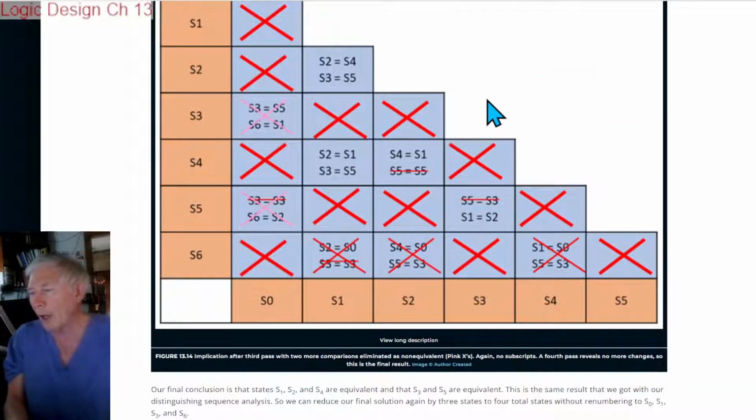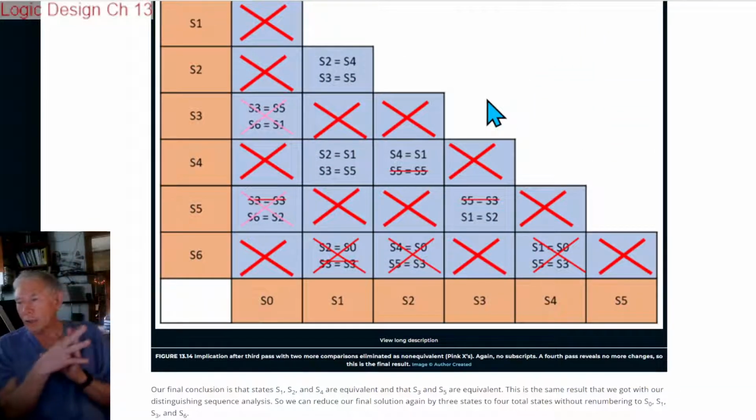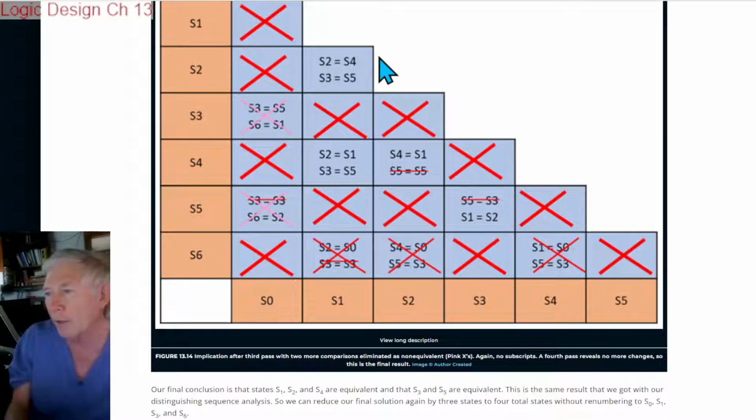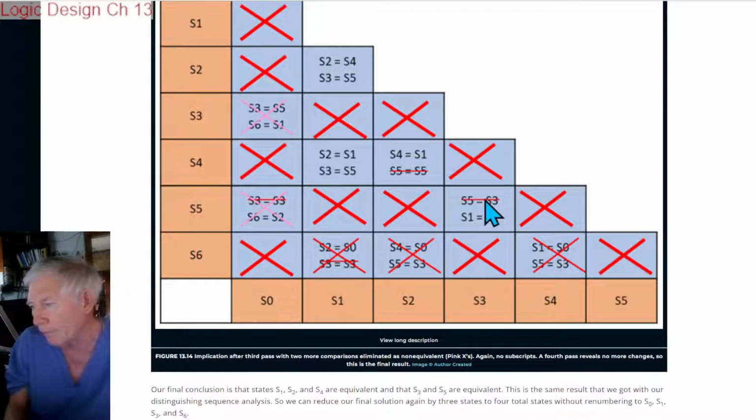So when we finally can't cross anything else out, we're left with the conclusion that S1 and S2 are equivalent. S1 and S4 are equivalent. And then S2 and S4 are equivalent. And S3 and S5 are equivalent.